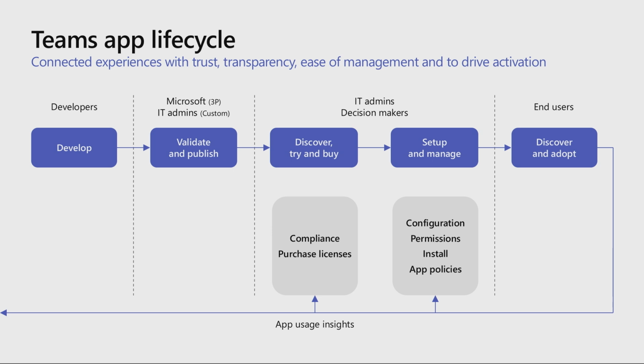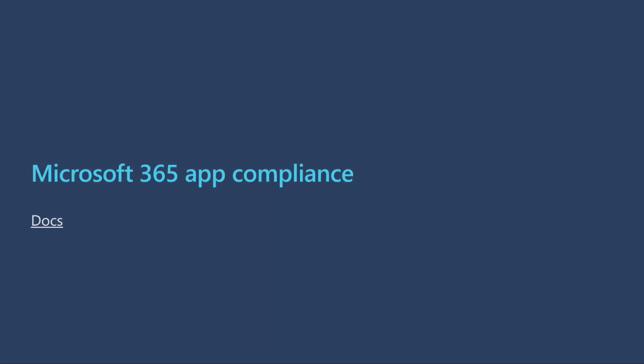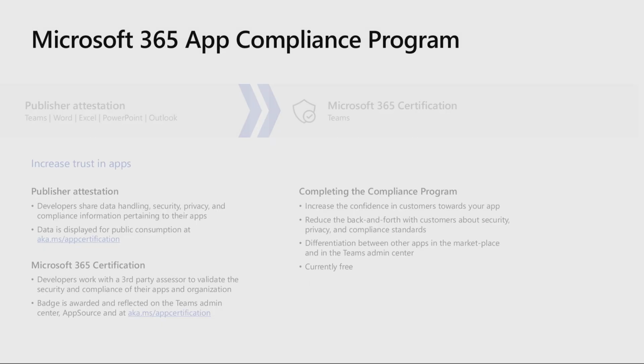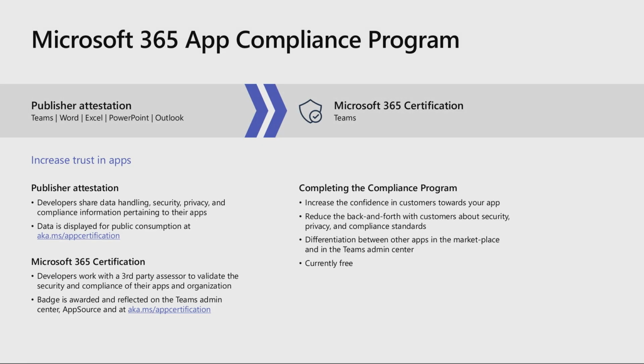So let's talk about the Microsoft 365 App Compliance Program, which has been developed to increase the transparency, security, and trust of the Office app ecosystem. This program is comprised of 2 tiers. Publisher attestation is when an app publisher does a self-assessment of their applications by answering more than 100 questions about the security, data handling, and compliance and security of their integrations.